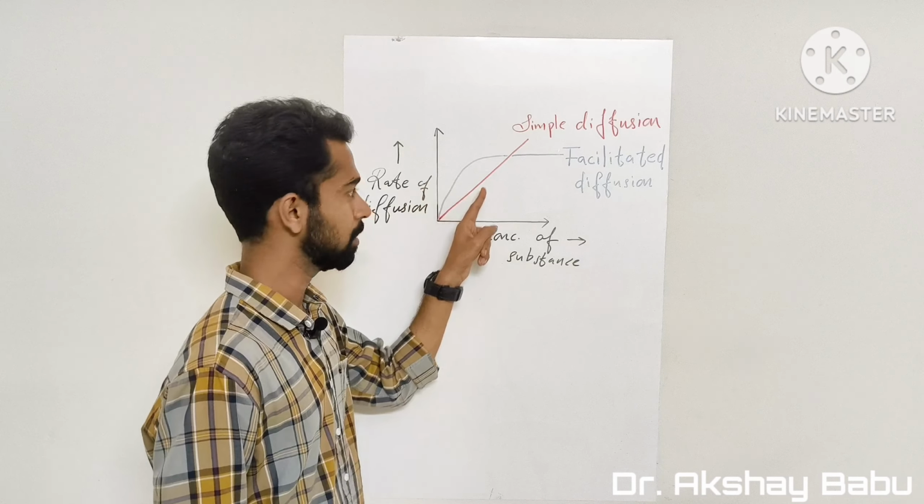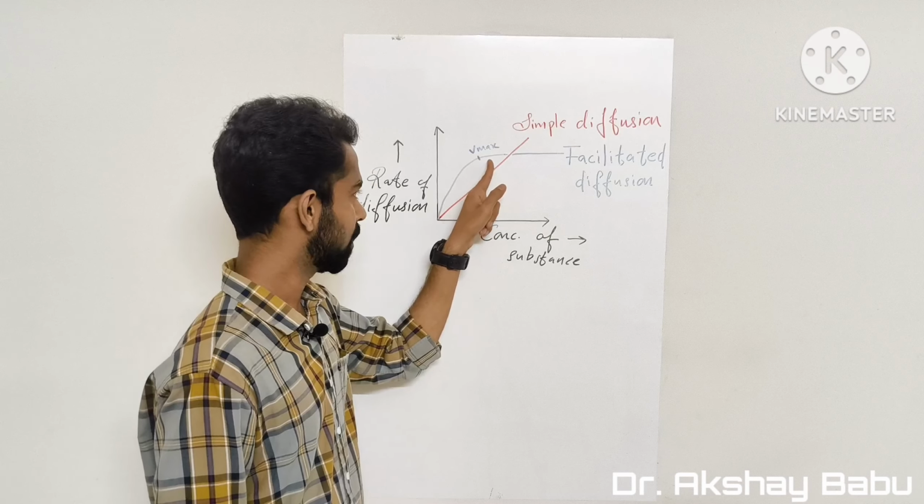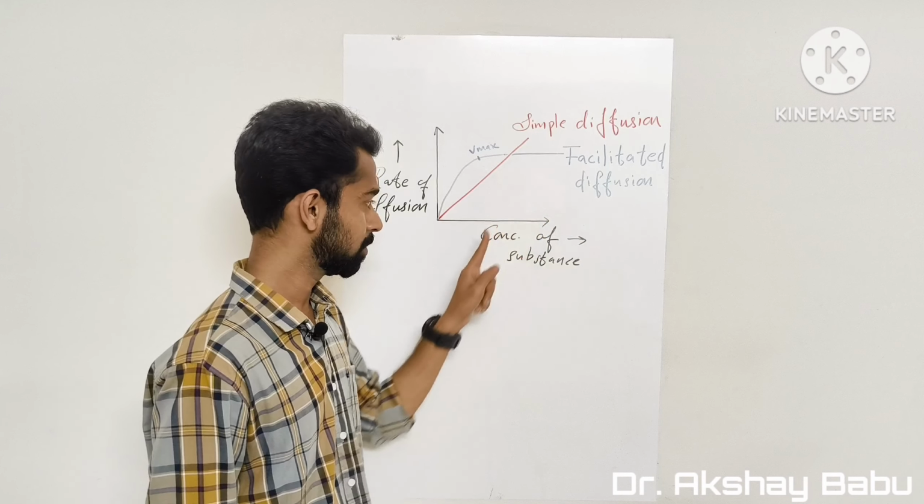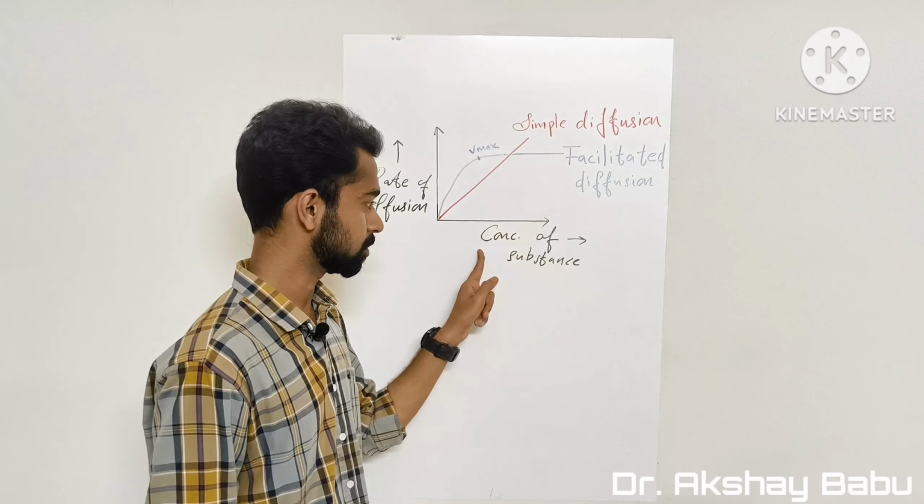So here, in facilitated diffusion, as the concentration of substance increases, the rate of diffusion will increase up to Vmax level. And after that, the rate of diffusion will become constant, even though the concentration of substance increases.